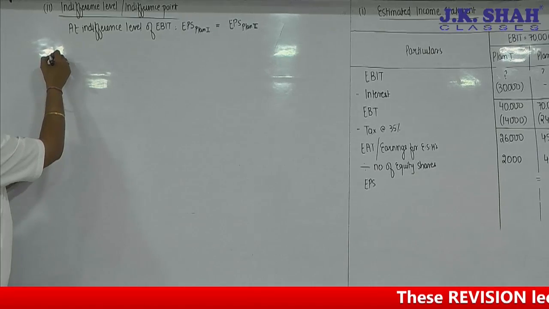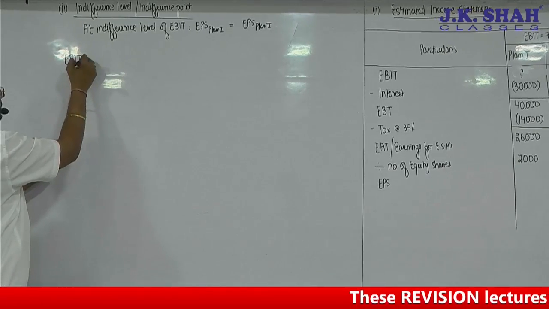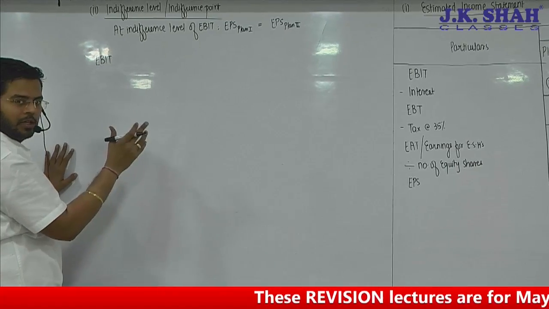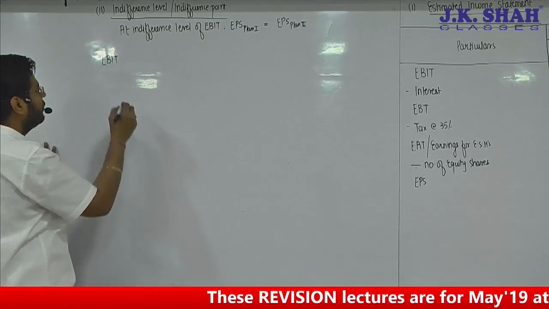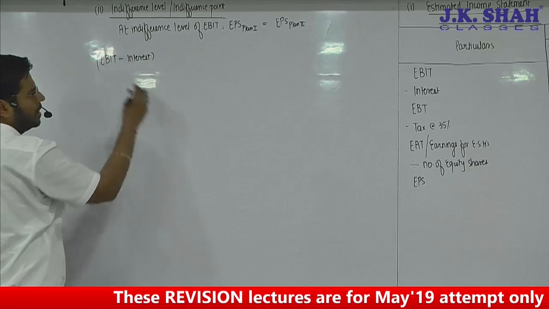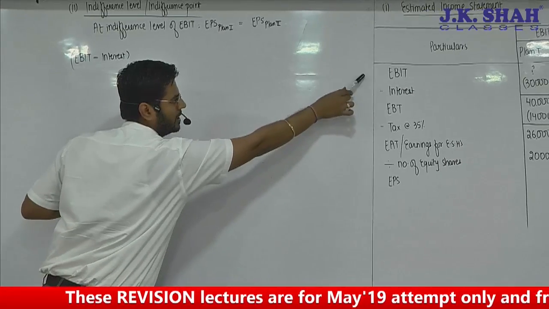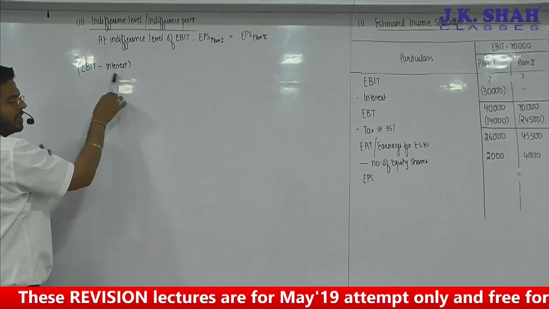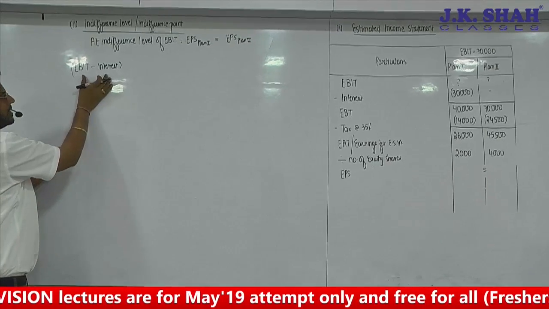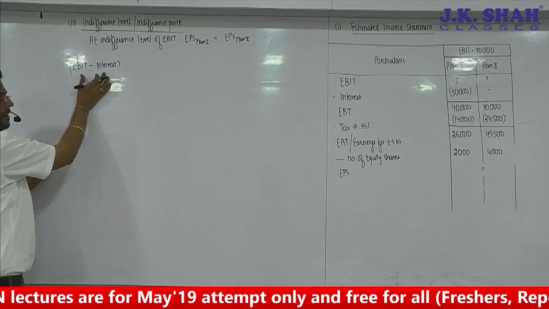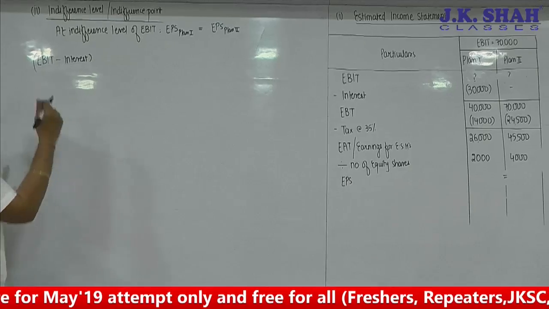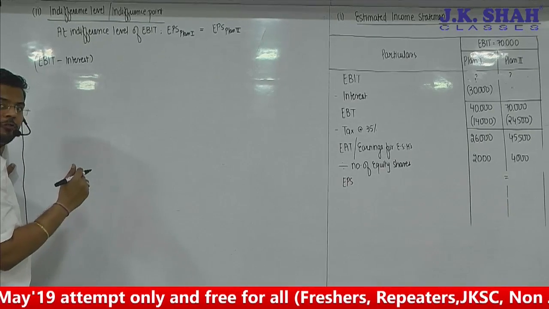See, it goes like this. I start with EBIT. From the EBIT, I subtract the interest. So EBIT minus interest gives me EBT. When you subtract the interest from the EBIT, we now have EBT, which is nothing but profit before tax.